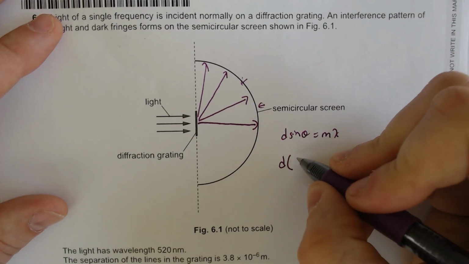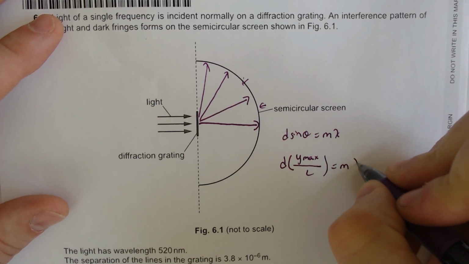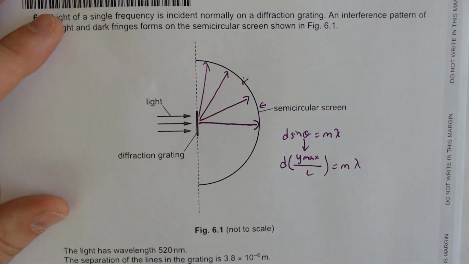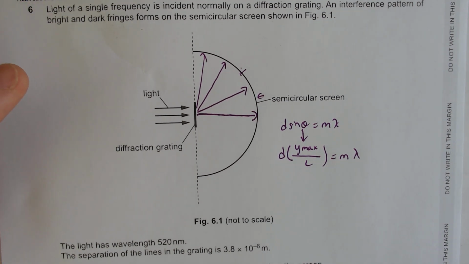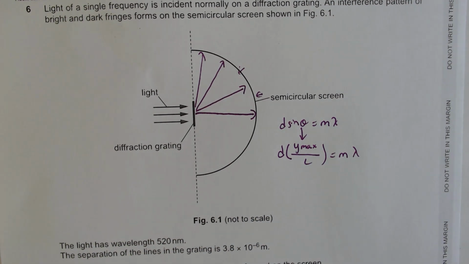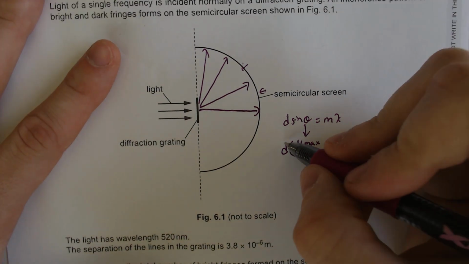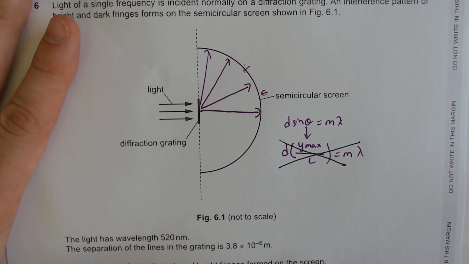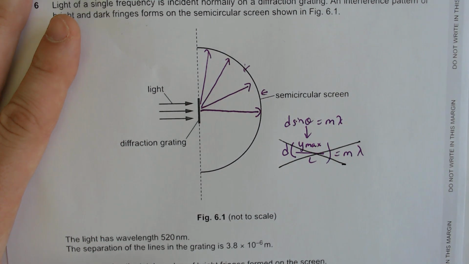There's also d times y max over L is equal to m wavelength. And all that does is replace sine theta with opposite over adjacent, which is really a trick, because sine theta is normally opposite over hypotenuse, but with small angles, you can get away with opposite over adjacent. We're not going to use that one in this case, because this is curved, so the opposite and adjacent are going to be a little off.